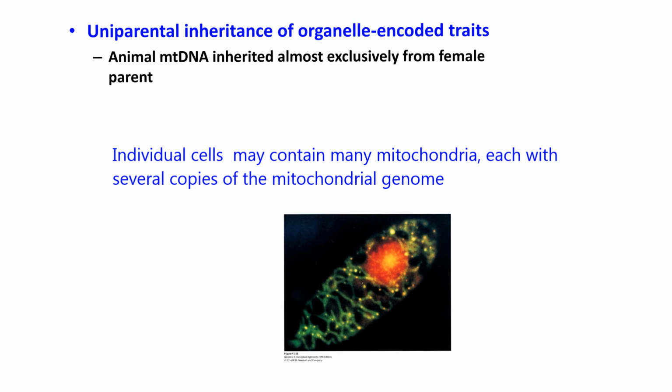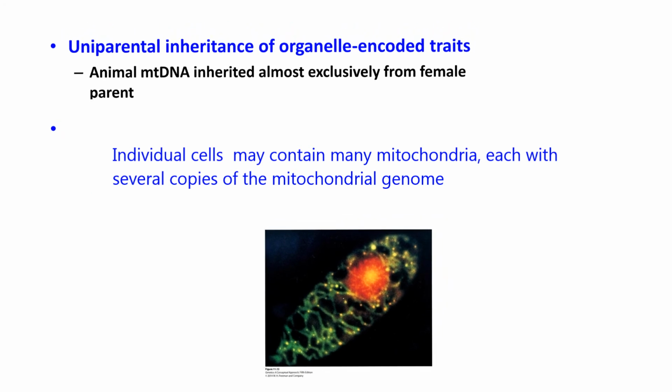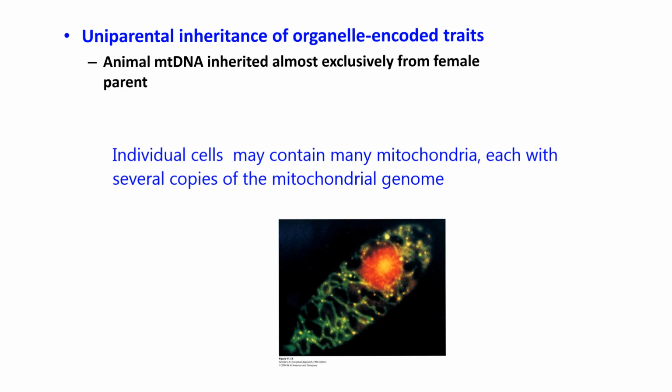You can see it in this picture where the nucleus is stained in red, the mitochondria are stained in green, and in yellow is staining of the mitochondrial DNA. So what does it show? That each cell contains many mitochondria, and each mitochondrion can have several copies of mitochondrial genomes.